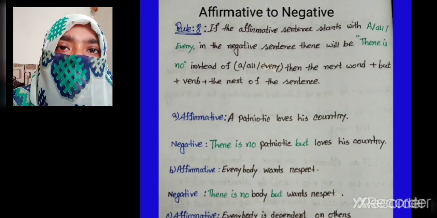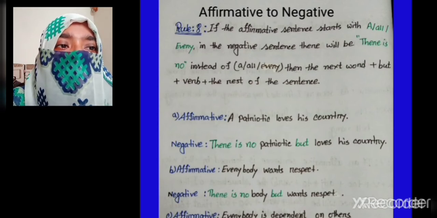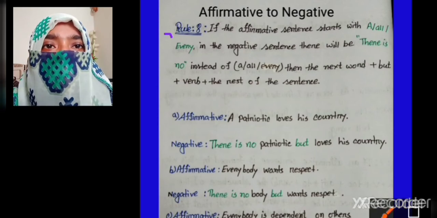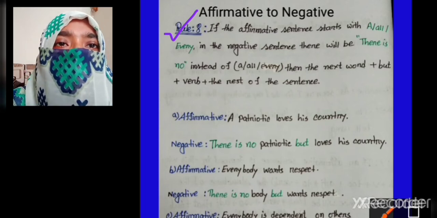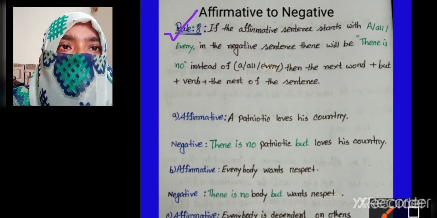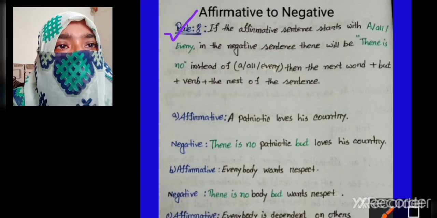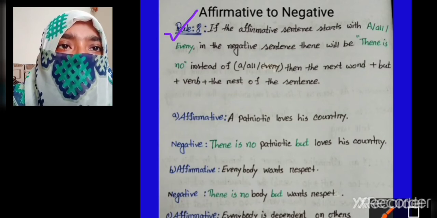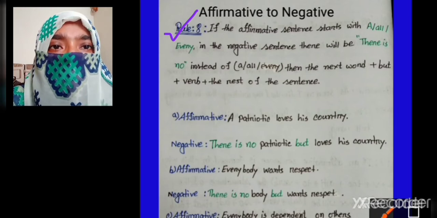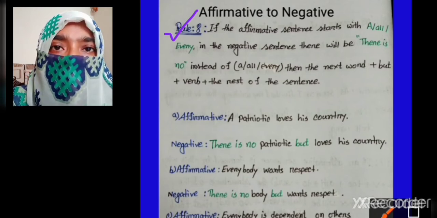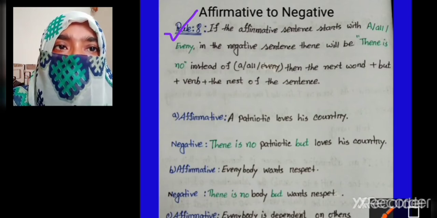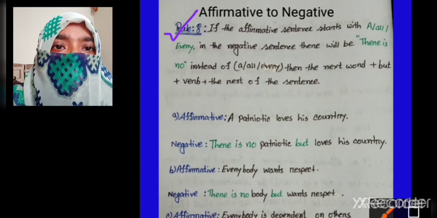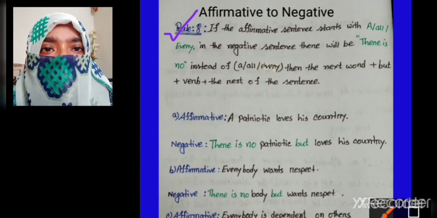Now come to next rule. Rule number 8. If the affirmative sentence starts with a or all or every, in the negative sentence there is no instead of these words a, all or every. Let's see some examples.